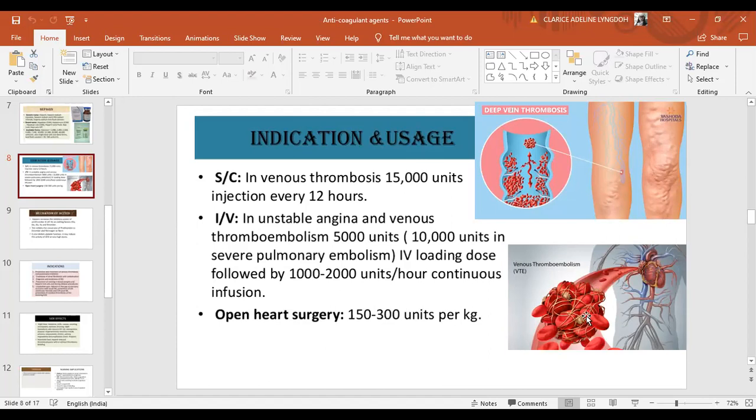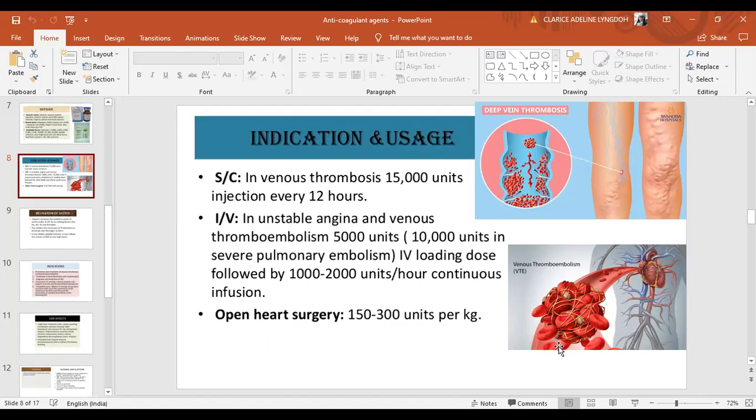So there is obstruction, and the heart muscles are not getting oxygenated blood, so they will not be able to perform their action. If they are not performing their action, the heart is not able to pump blood. Our heart is not pumping, so the patient can get heart failure. This condition we call venous thromboembolism.